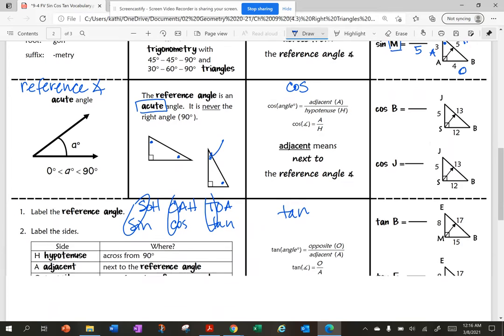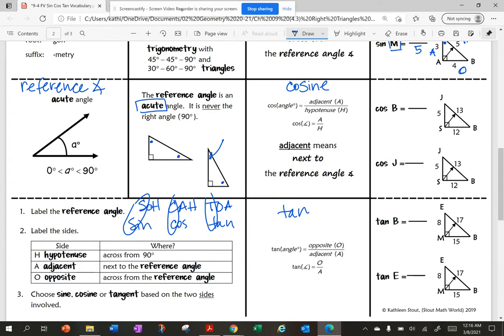Okay, the next ratio is called cosine. We abbreviate that as COS, but we still say cosine. It is defined as the adjacent side divided by the hypotenuse. So adjacent is next to. So if I choose angle B as my reference angle, this angle here, my hypotenuse is 13. My adjacent leg is 12, and my opposite leg is 5. So adjacent divided by hypotenuse, adjacent is 12, divided by the hypotenuse is 13.